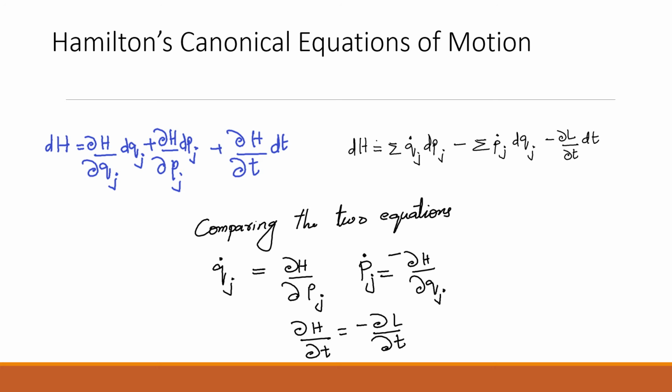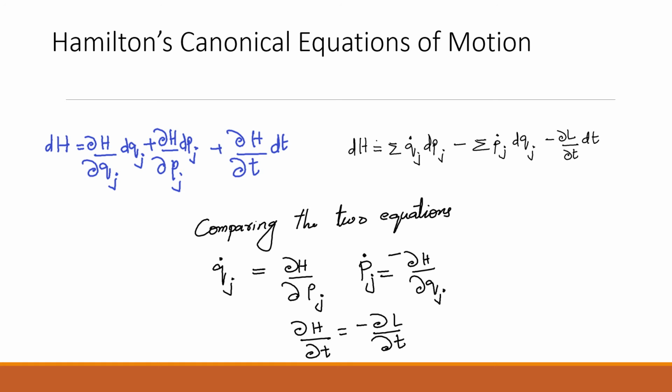The same way, the coefficient of dp, here it is dp, that is dp here. So we can write qj dot is equal to ∂H/∂pj. And the last term can be compared to get ∂H/∂t is equal to −∂L/∂t. So hence we got the Hamilton's canonical equations of motion.